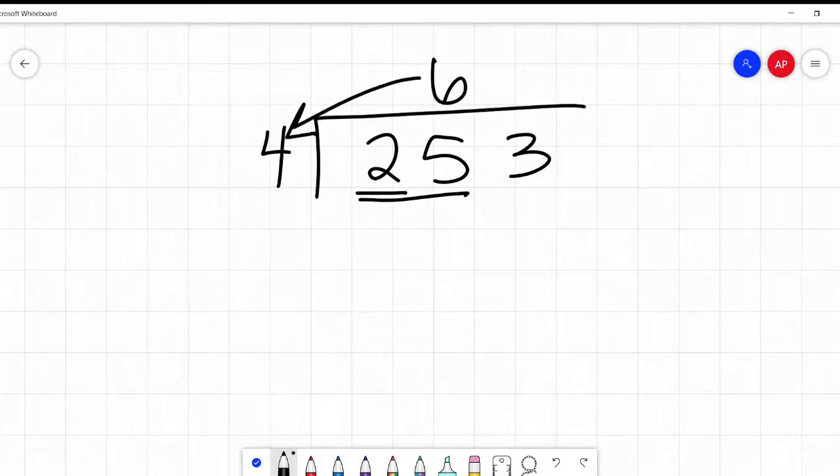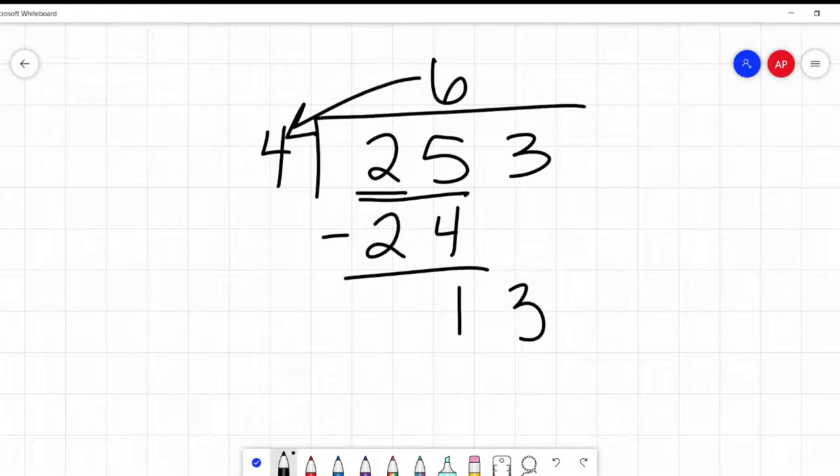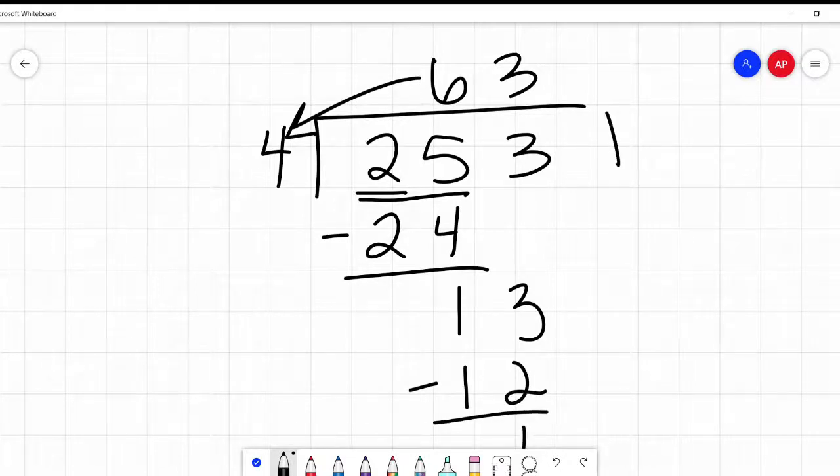6 times 4 is 24. We subtract, we get 1. Bring down the 3. Does 4 go into 13? Yes, it does. 3 times. 3 times 4 is 12. Subtract, get 1, remainder 1. I'm going through this very quickly.